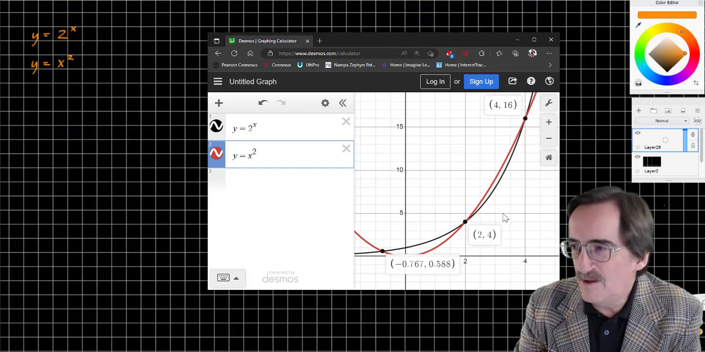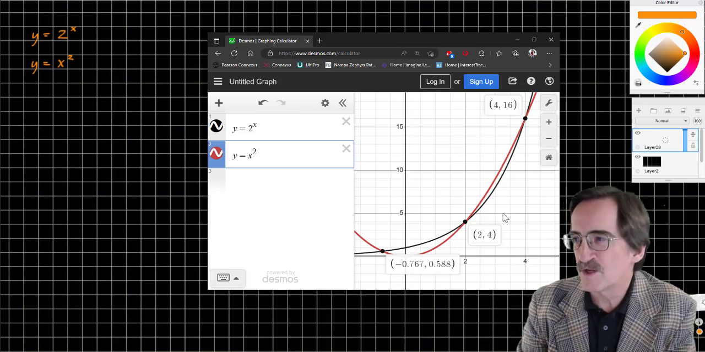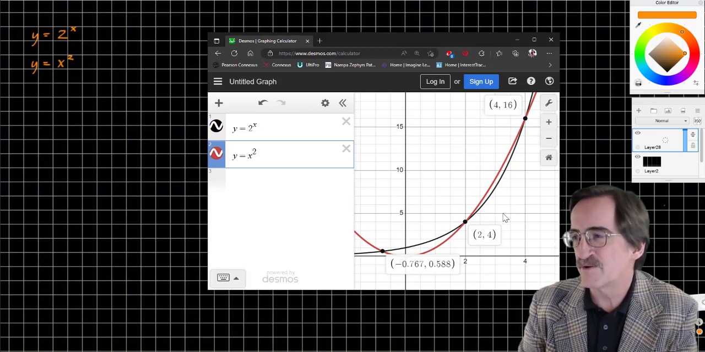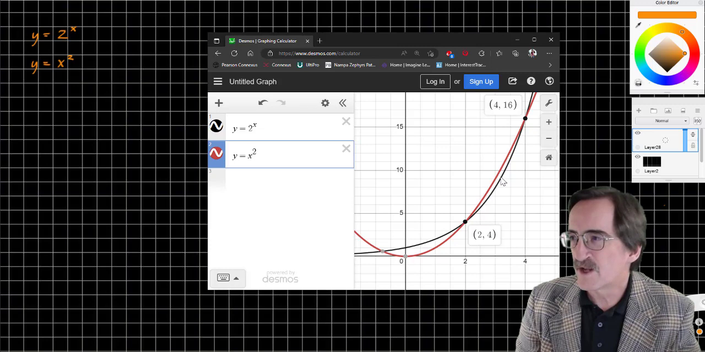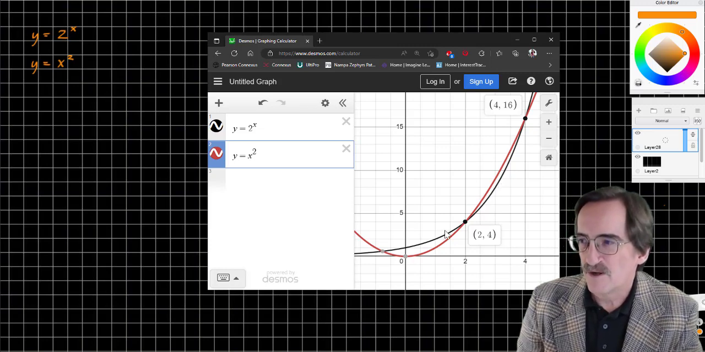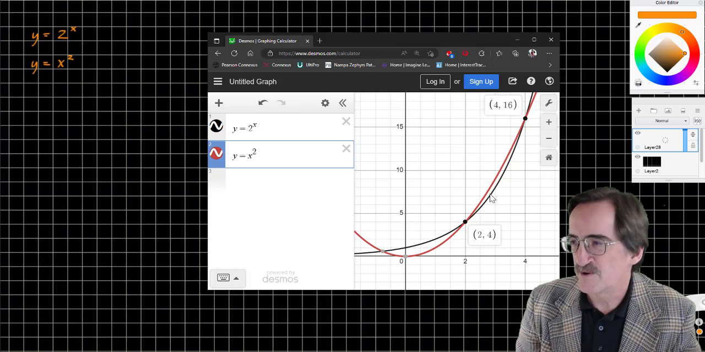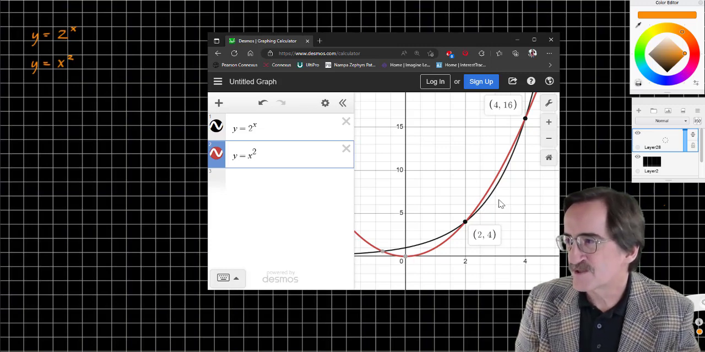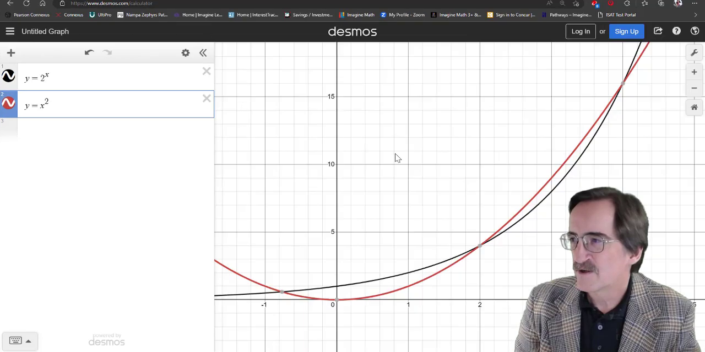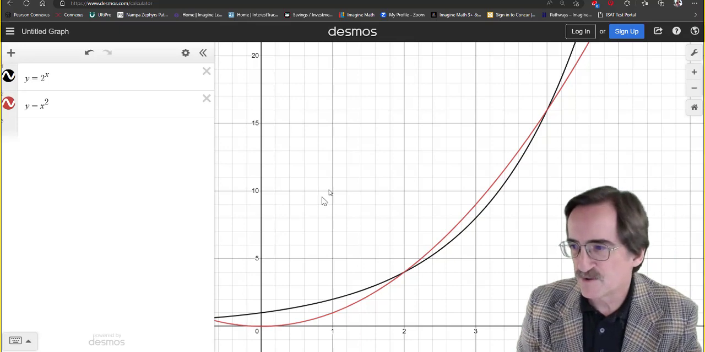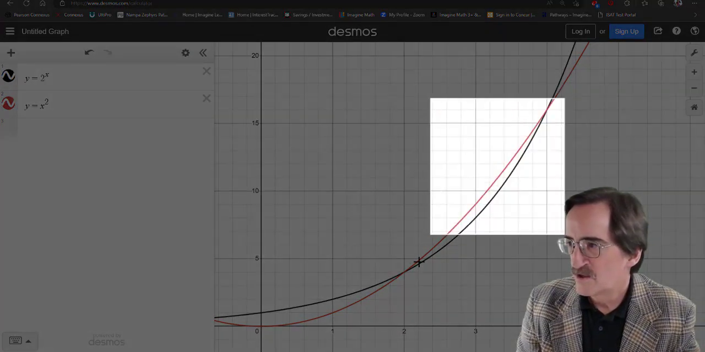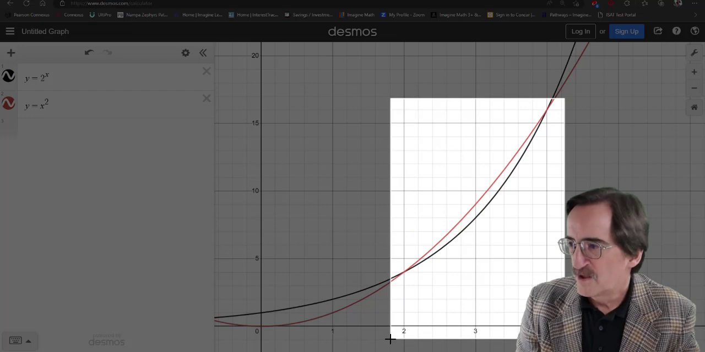If I want to find the total area between them, I can break it down into 2 integrals. I'm not going to do so. I'm going to concentrate on these 2 intercepts, (2, 4) and (4, 16), and I want to find the area between those. I'll leave the other part for you to solve on your own. So let's grab a screenshot here.